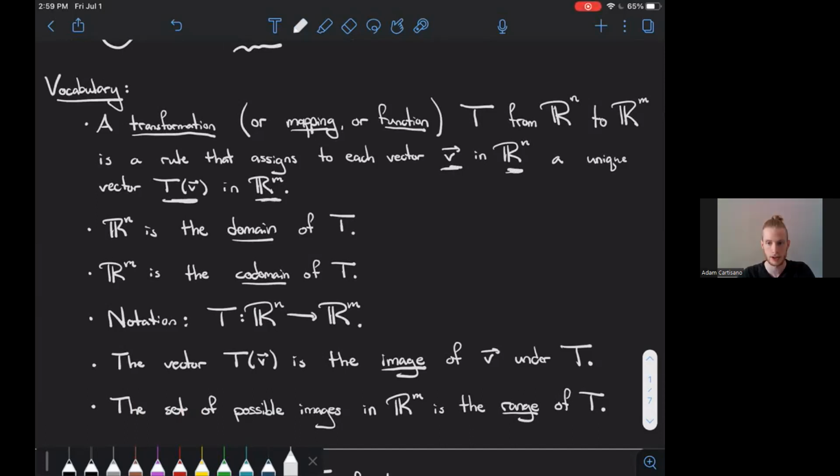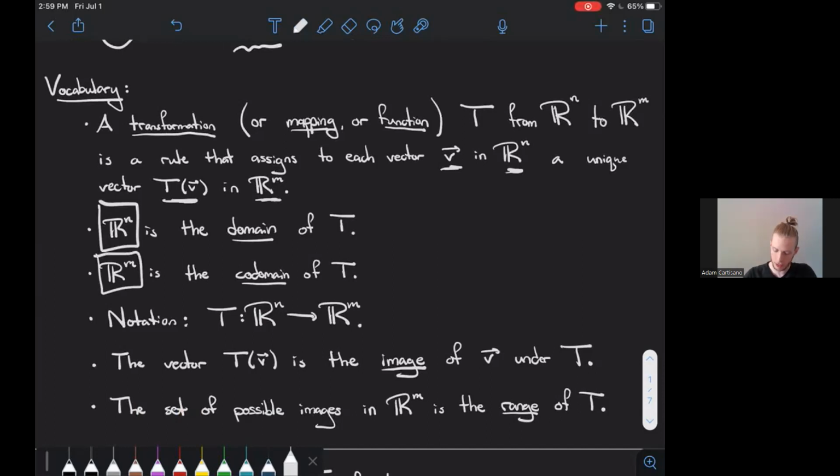Okay, it's just a rule of assignment. For each input, you get one output. The space where you're allowed to take inputs from is called the domain. The space where the outputs live is called the codomain. Not range, we'll get to that in a second.